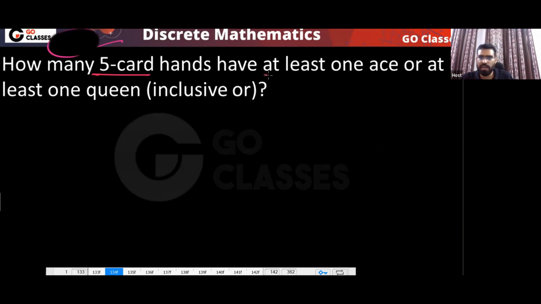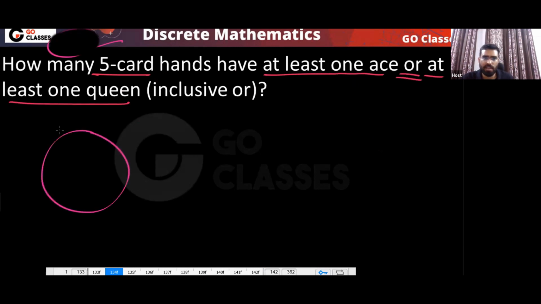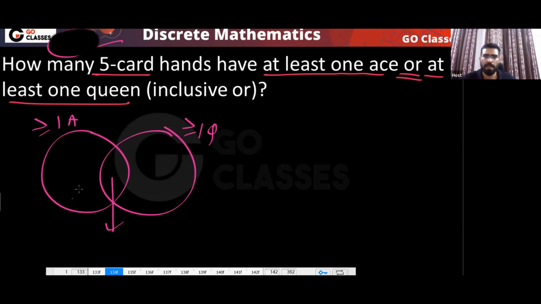How many 5 card hands have at least one ace or at least one queen? So basically there must be at least one ace or at least one queen, greater than or equal to one queen. Can anyone tell me what is the common? Either we want this or this. So what is common? Common means at least one ace and at least one queen. Because this is the idea.